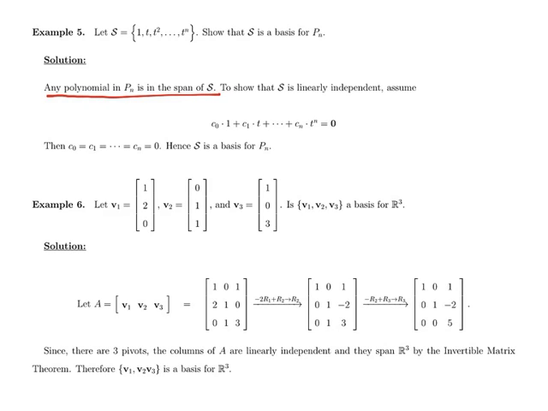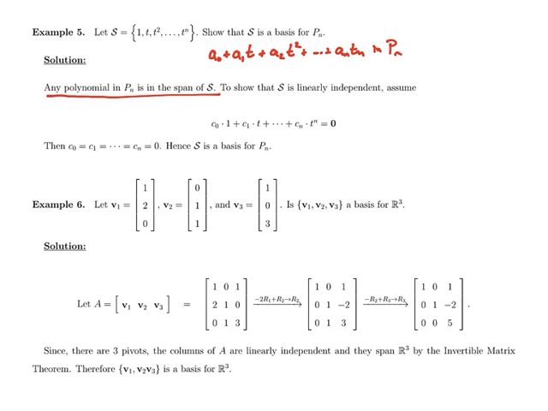because the definition of any polynomial in Pn is going to be a0 plus a1t plus a2t squared plus all the way to an t to the n. That is an element in Pn, and that is exactly a linear combination of those vectors in S. So it is very clearly in the span of S, that it is a spanning set.